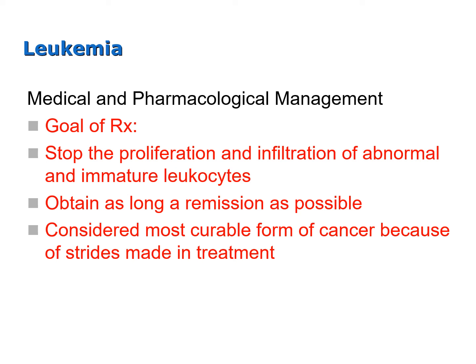So, goal of treatment: you want to stop the proliferation and infiltration of abnormal and immature leukocytes. If that is what is going on, you want to obtain as long a remission as possible. Even though some leukemias have a better prognosis than others, it's still considered one of the most curable forms of cancer because there's a lot of research being done in this area. You always want to start early in terms of treatment. You want to diagnose it early, and the sooner you do that, the better.